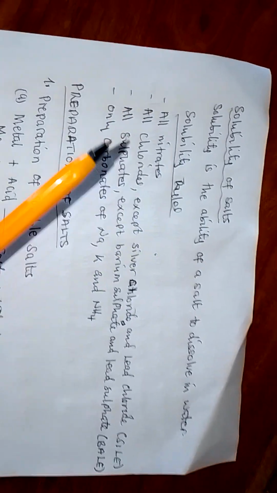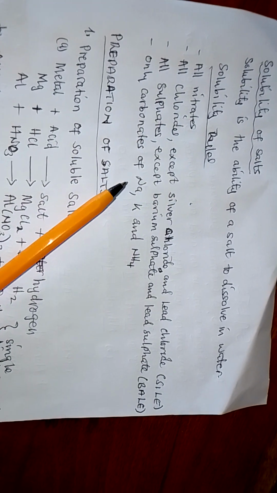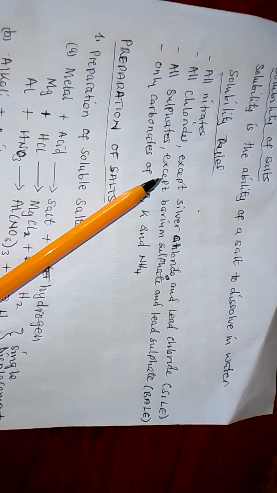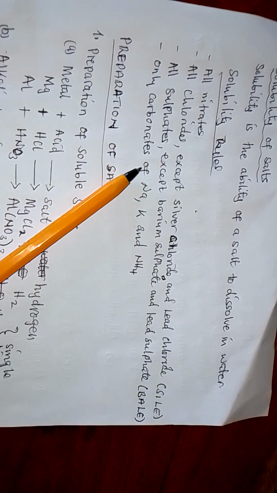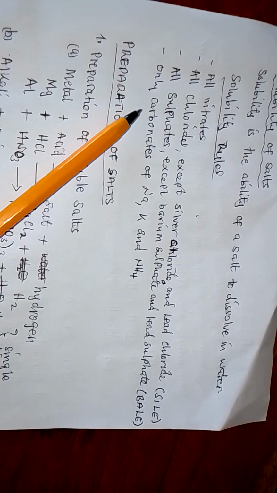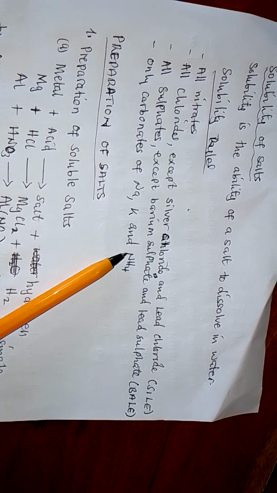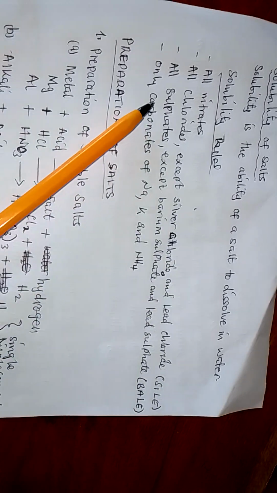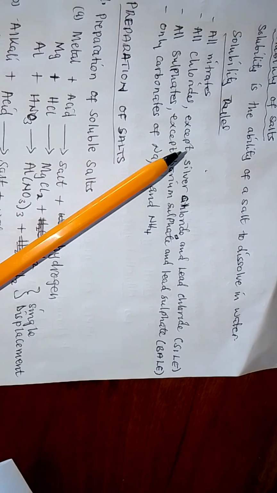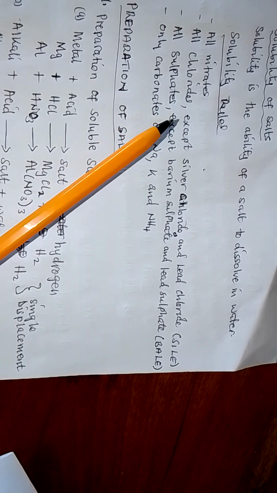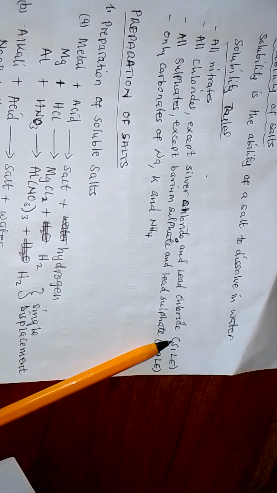So solubility rules are as follows. I told you that all nitrates are soluble. Then all chlorides are soluble. All sulfates are soluble. And then carbonates, there are only 3 carbonates that are soluble: sodium, potassium, and ammonium. But be careful here when we say all chlorides are soluble. Not all of them, but there is an exception. We say all chlorides are soluble except silver chloride and lead chloride.